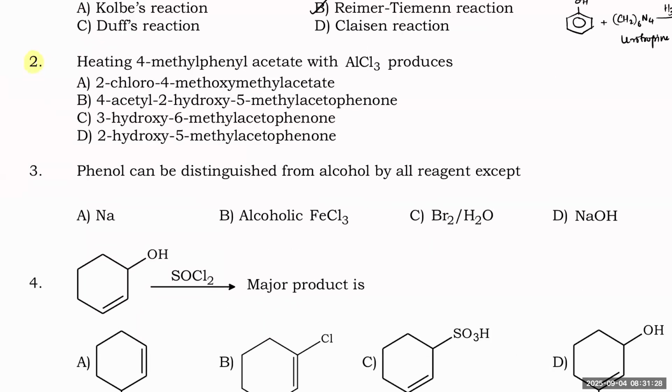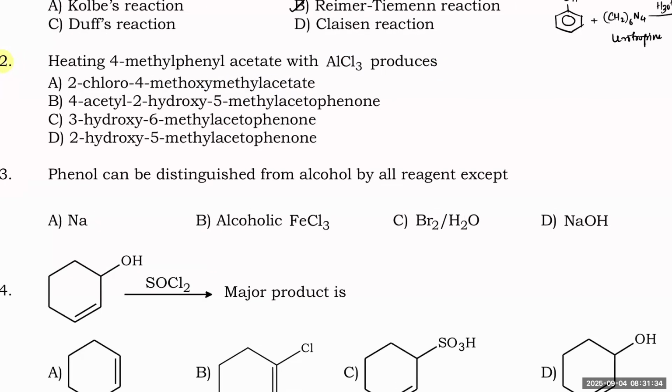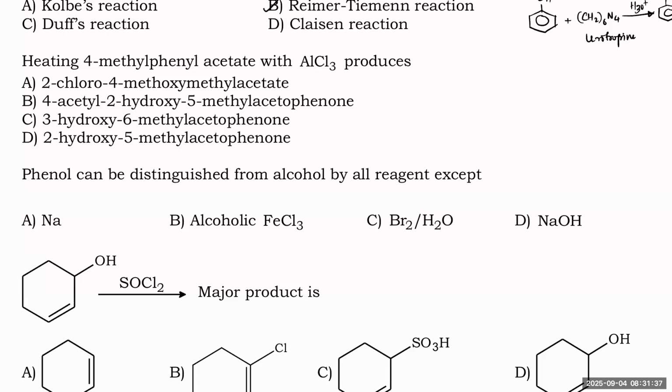Heating 4-methyl phenyl acetate with AlCl3 produces what? 4-methyl phenyl acetate. So what do we have? We have a phenyl group which has a methyl group on it, which is connected with an acetate group. So O, C double bond O, CH3. So first understand how the structure is. This is 1, 2, 3, 4. On the fourth position, I have a methyl on the phenyl, which is connected to an acetate, CH3 C double bond O.